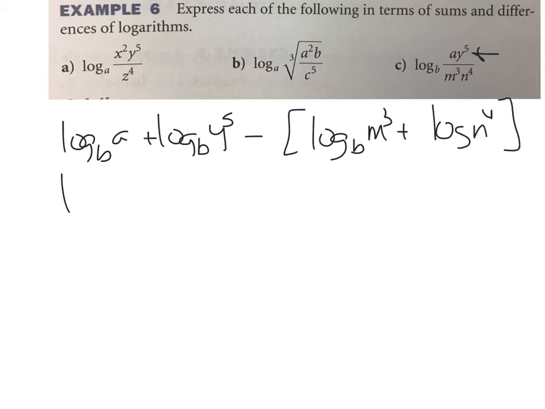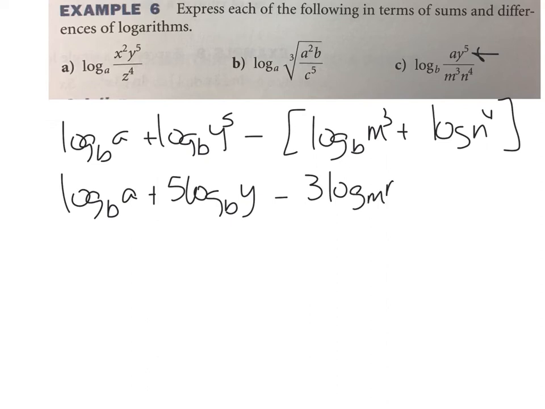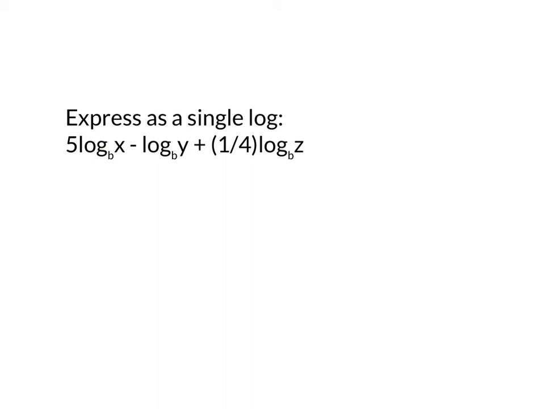So I have this when I break it down a little bit: log base b of a plus log, oops, that's an exponent. Need to fix that real quick. There's my eraser. There it is. Plus 5 log base b of y. I'm going to distribute this minus sign through and put the exponents in the front. Minus 4 log base b of n, and that's as far as I can go. And that's it. All right, one more of those.